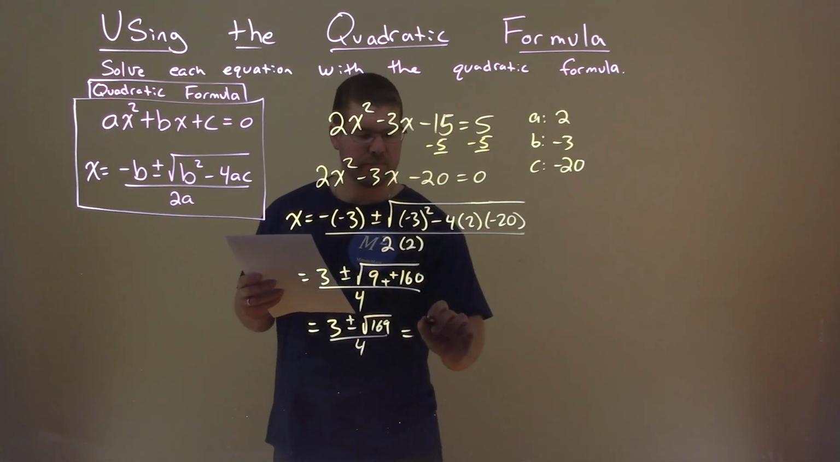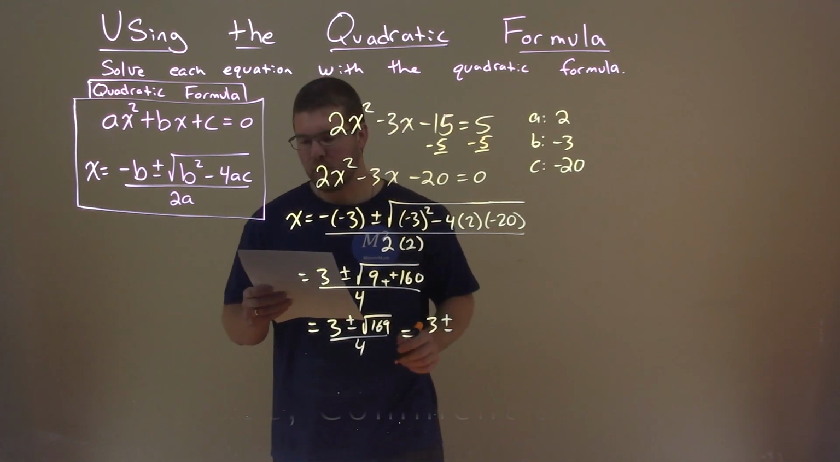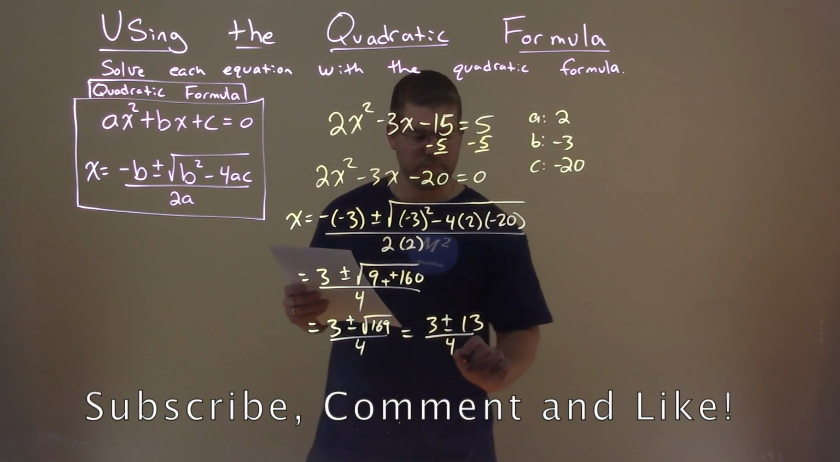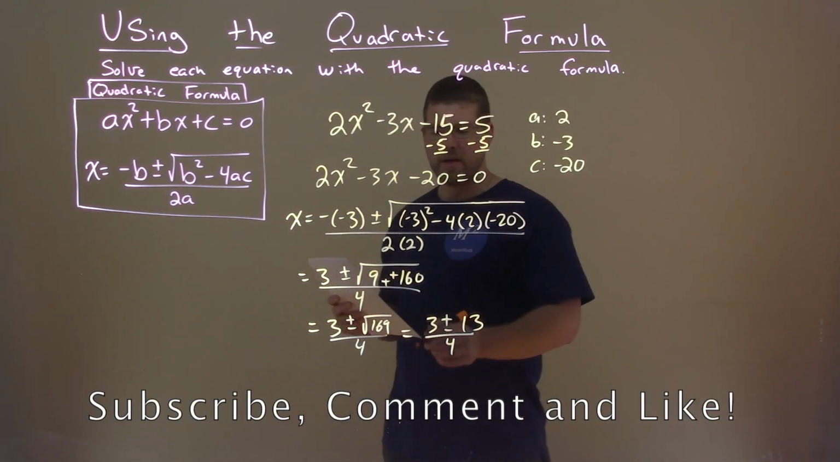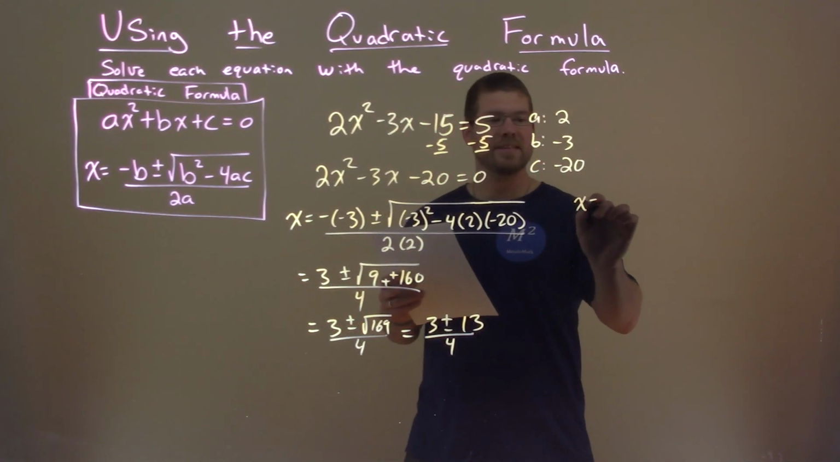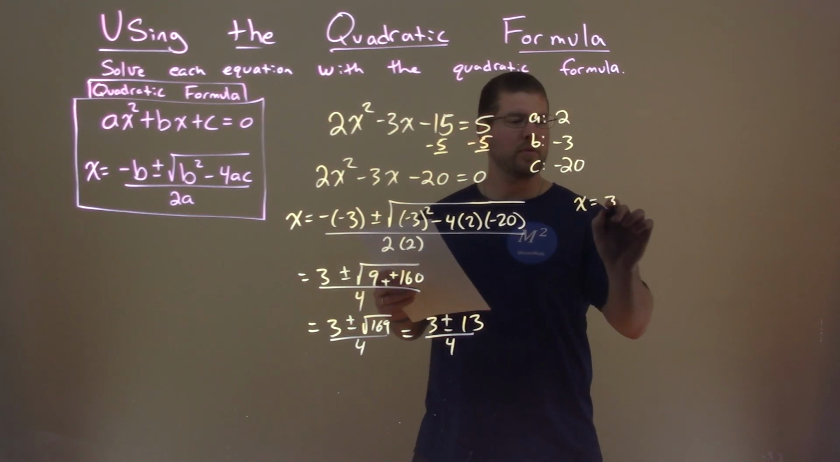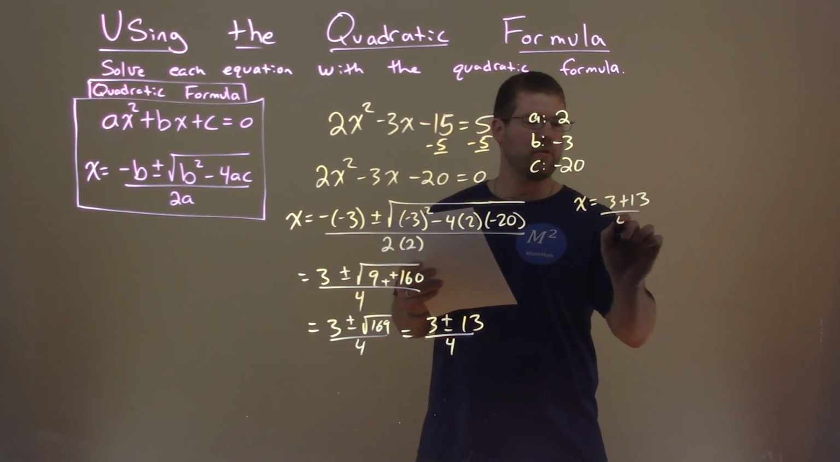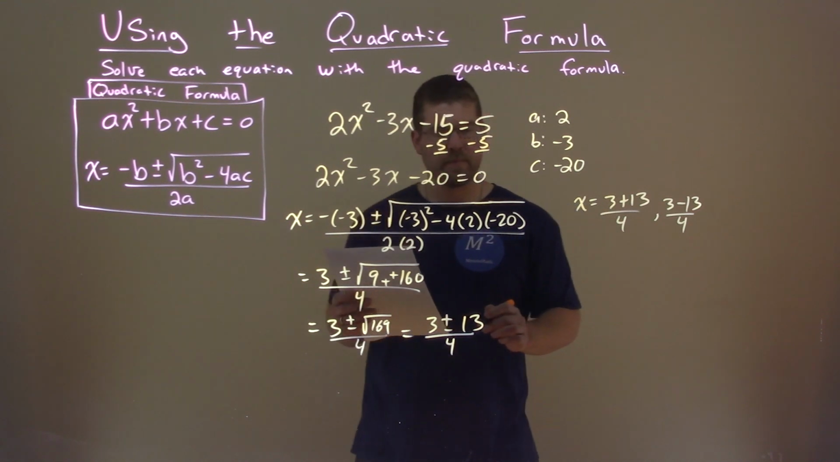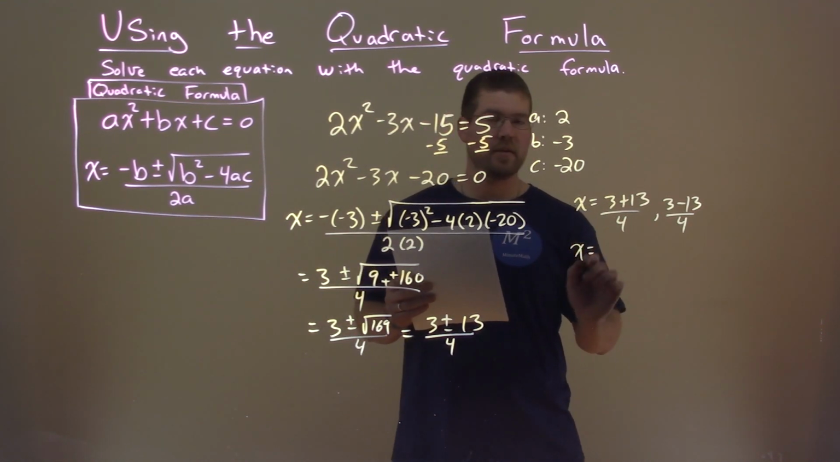Keep that going. We have 3 plus or minus the square root of 169, which is 13, over 4. So with that information, we have 3 plus or minus 13 over 4. We can say x equals, we'll break them up to be 3 plus 13 over 4, and 3 minus 13 over 4. And now let's simplify each one individually.